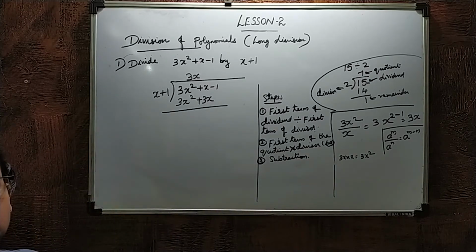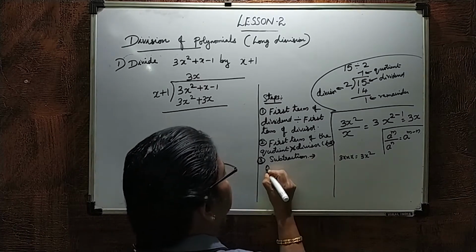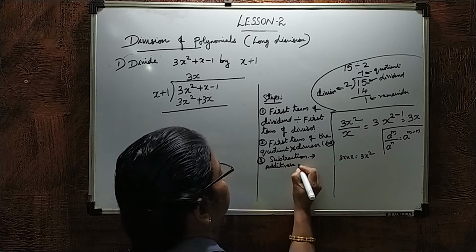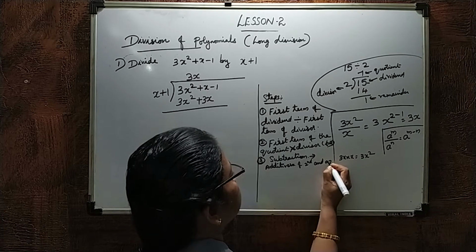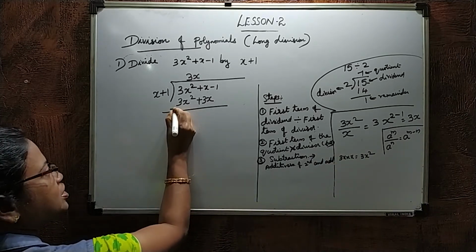Subtraction means what? What is the rule? It is: take the additive inverse of the second and add. Subtraction means additive inverse. So what you have to do is just put the additive inverse here.